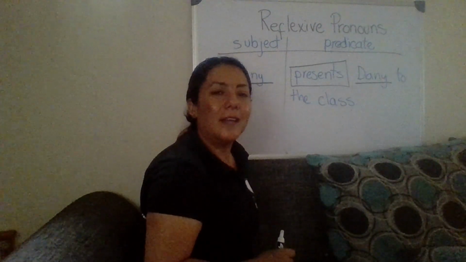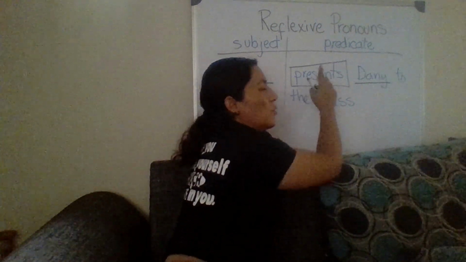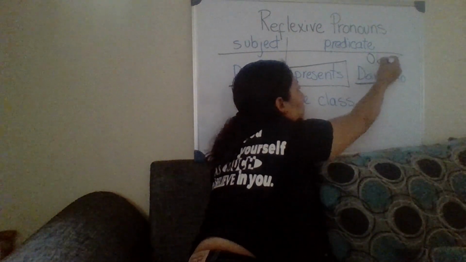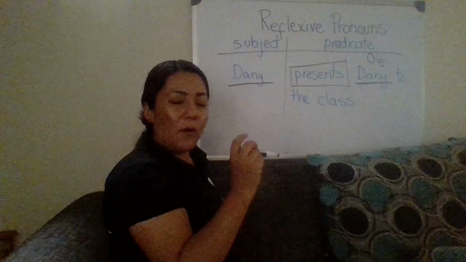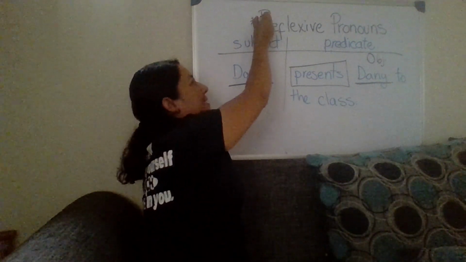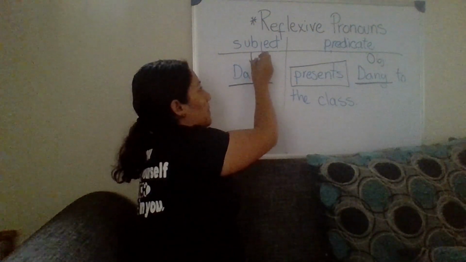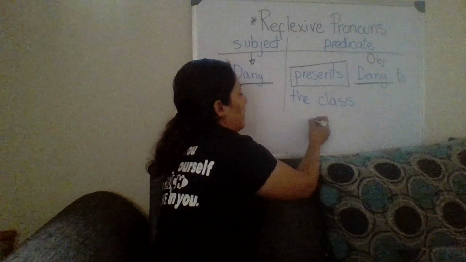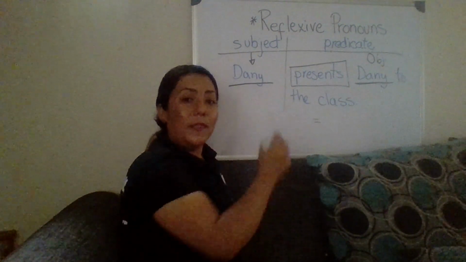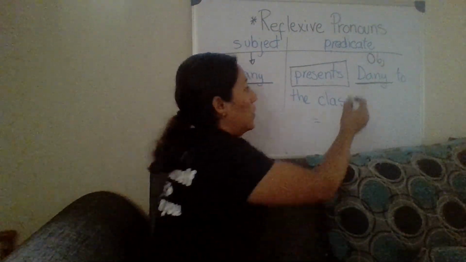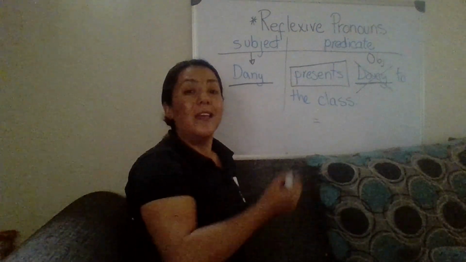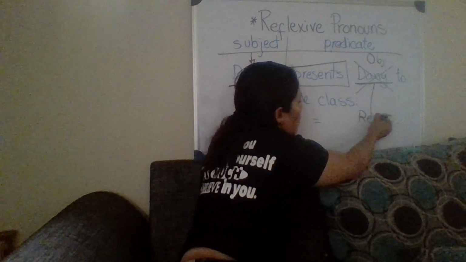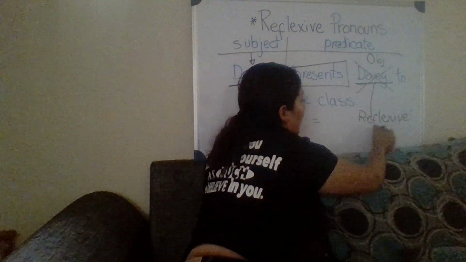Now, what's the verb? Now, what is the direct object? Presents what? Danny. This is the direct object. I'm going to write object. Okay? Direct object. Now, the rule for reflexive pronouns says when the subject and the object are the same, Danny, Danny, that's the same. When the subject and the object are the same, we don't repeat the subject. We replace the object with one of the reflexive pronouns.